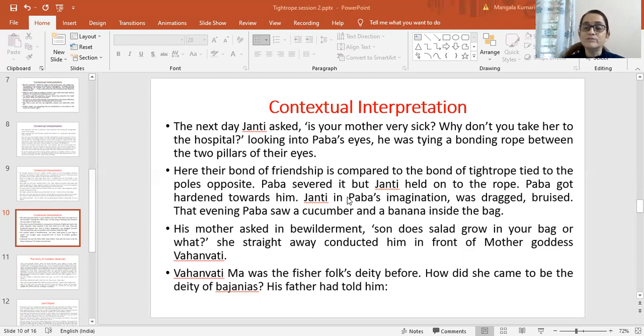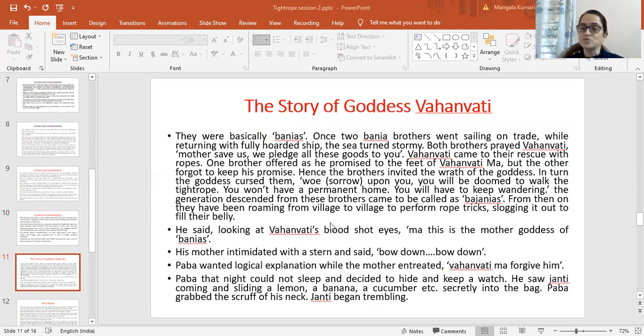Vahanvati Ma was before the fisher folks' deity, and how did she come to be the deity of Bajanias? There is a myth. Now Paba remembers again. The story switches back to the past, where Paba's father had narrated a story regarding Banyas and Bajanias: how Banyas came to be called Bajanias, how they became Bajanias, a low caste, and how Vahanvati, who was the deity of Banyas before, came to be worshipped by Bajanias. And there is a myth, right? So his father had told him.